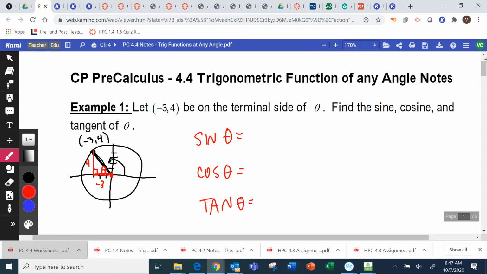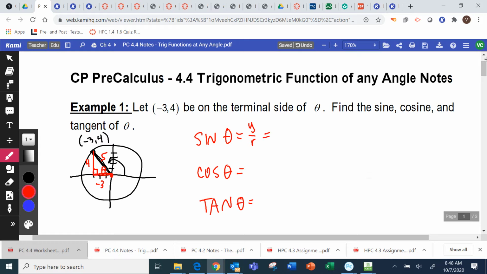So the sine is y over r. I do not know if this is a unit circle yet. Is it a unit circle? No. Why? What's the radius? 5. Oh, yeah, it's 3, 4, 5. So this is not the unit circle, so I would use y over r instead of just y. Or I could change it into the unit circle because the triangles would be similar triangles. So it's kind of up to you if you want to change it into the unit circle or not. But I'm just going to leave it as y over r.